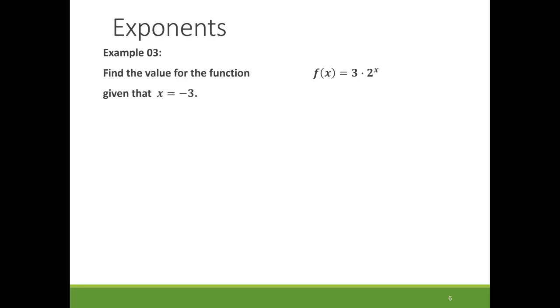Okay. What if x is negative 3? What are we going to get there? 3/8. Very good. So if I plug negative 3, and remember the negative exponent makes a reciprocal, so I have 3 times 1 over 2 to the third. 2 to the third is 8. 3 times 1/8 is 3/8.